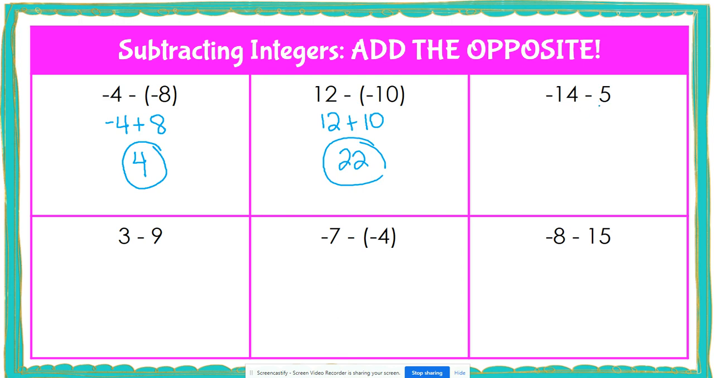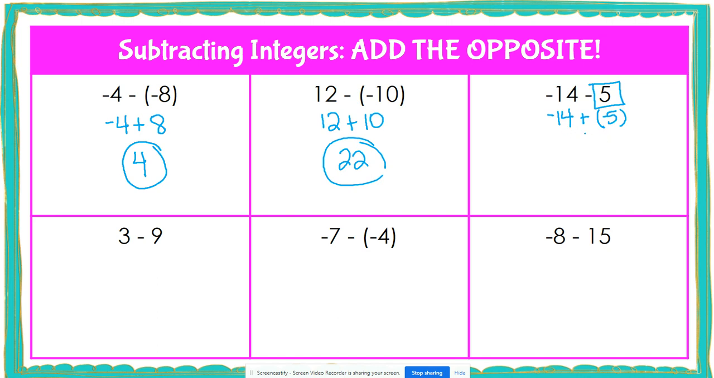Let's look at -14 minus 5. If I change this to an addition problem, I'm going to keep -14, subtract will change to add, and then I need to look at this second number, which is 5. This is a +5, so I need to change it to its opposite, and the opposite of +5 is -5. So my new problem says -14 plus -5.